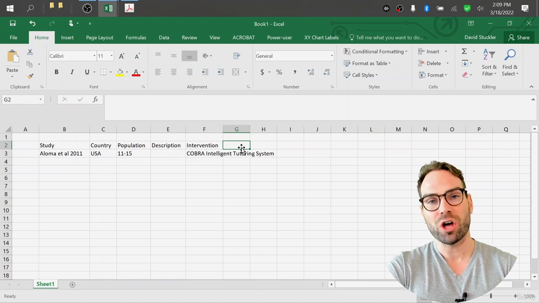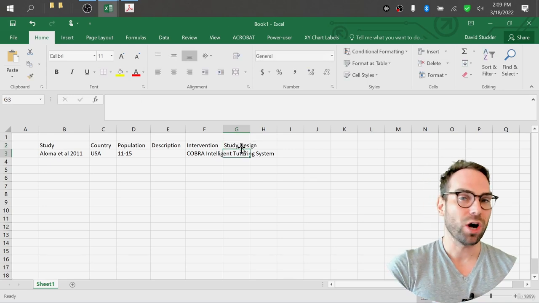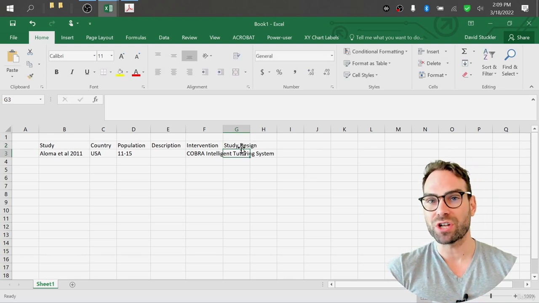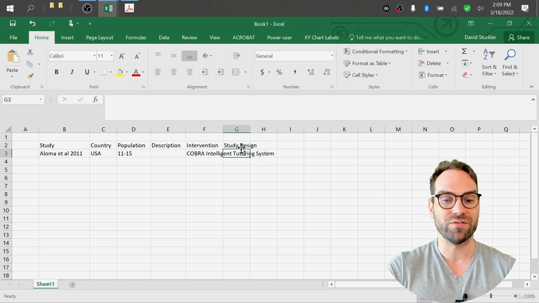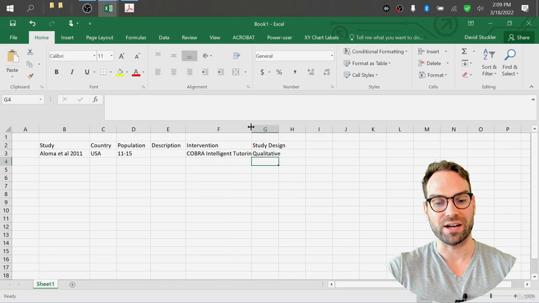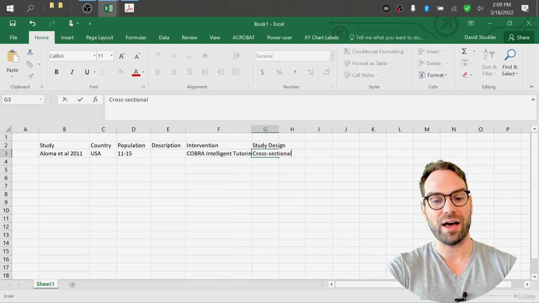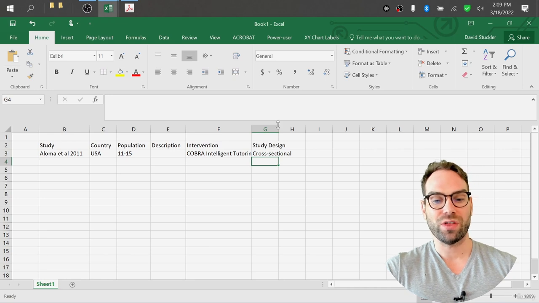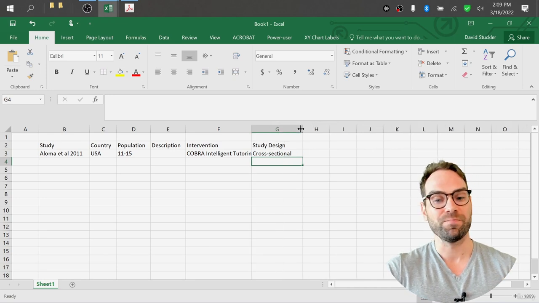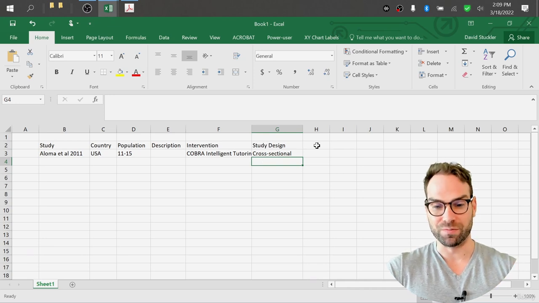And then another one that's really going to be important for most studies is the method or the study design. Was this a randomized controlled trial? Was this an observational study? Was this a series of qualitative interviews? So say that here. Let's say this was qualitative. Then you want to make sure you include that here. Or if it was quantitative, say it was cross-sectional. Put that there. So that will help you understand the strength of the study and really be able to compare across studies to see if different study types found different things.